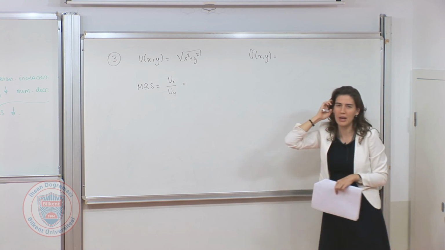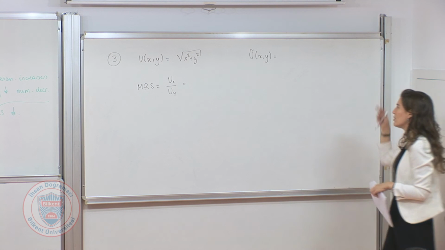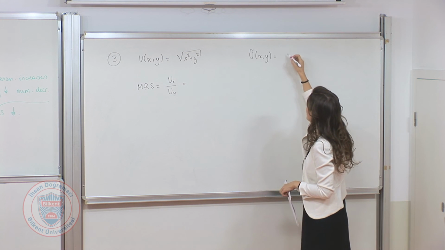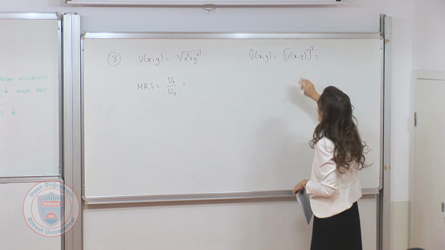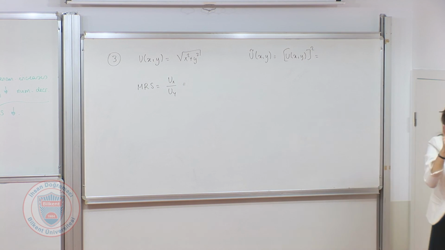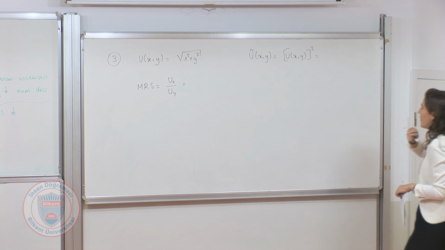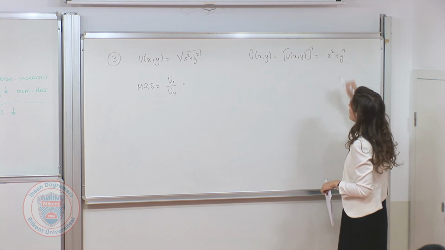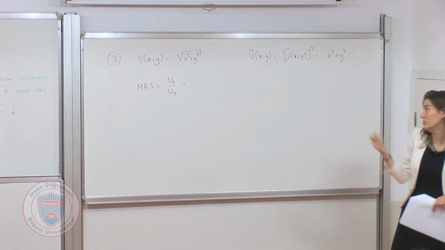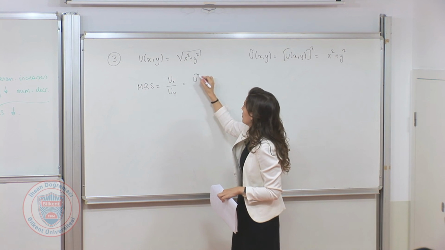What would be a smart one? We take the square of it, right? U of xy squared. And you know that squaring is a positive monotonic transformation, so it's fine. So this is going to be x squared y squared, right? Now, I know that, so this we proved.